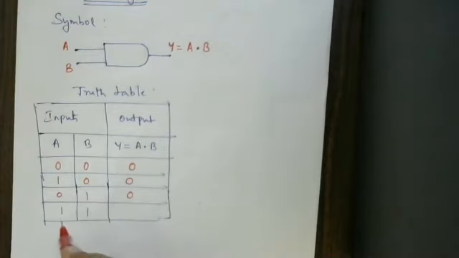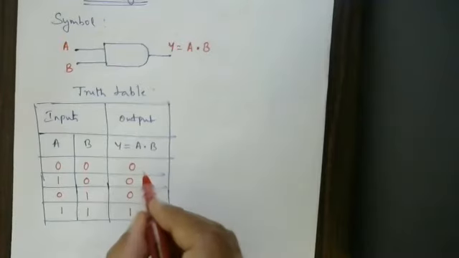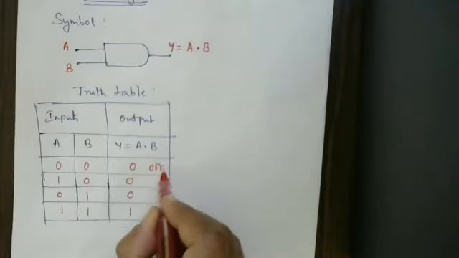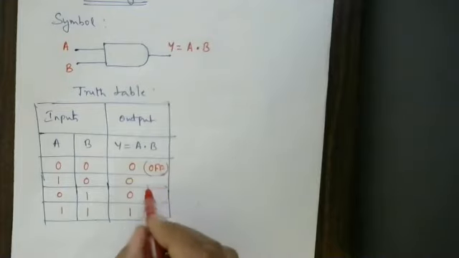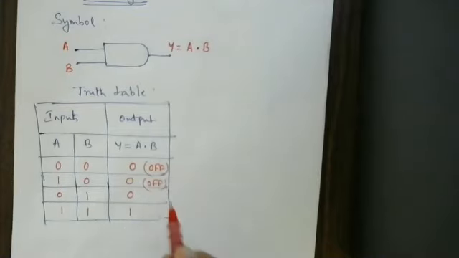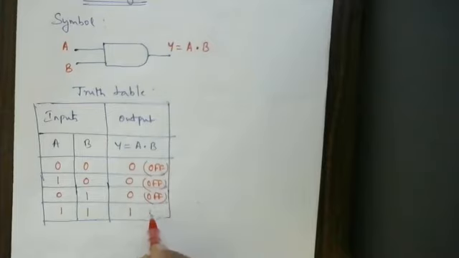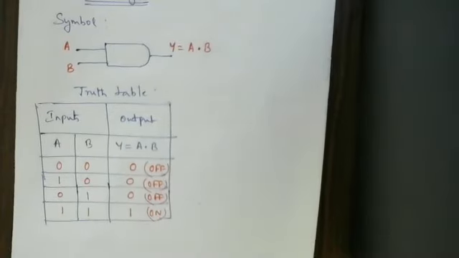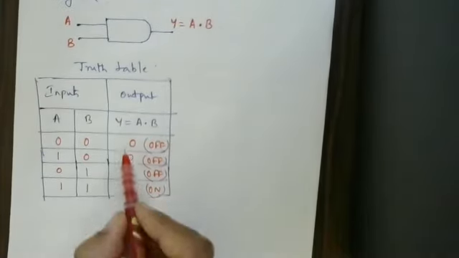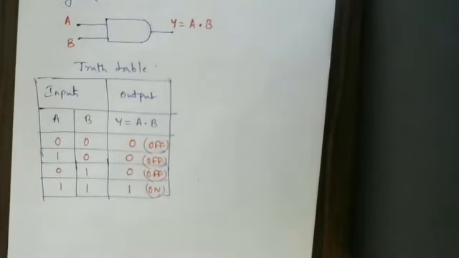Now, 1 into 1 must be equal to 1. So in the other cases the circuit will not work, it is in off condition. Here the circuit is working, it is on. There is a voltage, and no voltage is present in the others. This is a truth table.